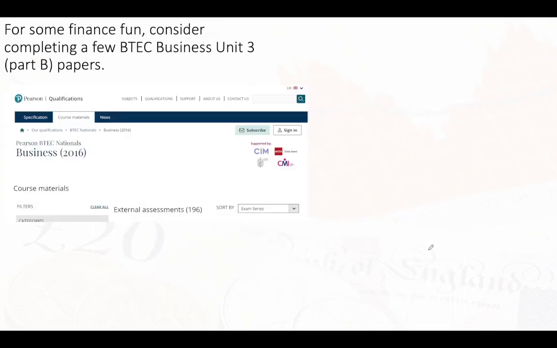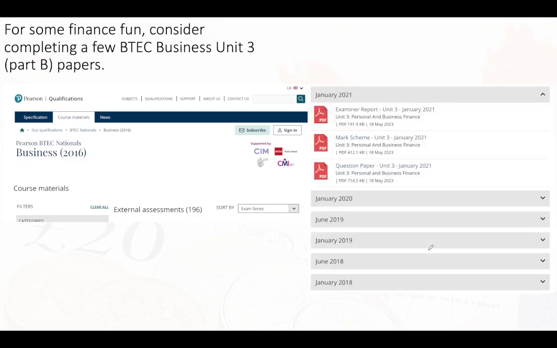Okay? Then, this is where you find it. It's the same website as you'd find your A-level past papers, just stick in BTEC Business. It's the 2016 ones I've been showing you. And you need to filter to find Unit 3. Like with the A-level examiner reports, you can see the examiner reports there. If there's a padlock over there, then you can't download it.